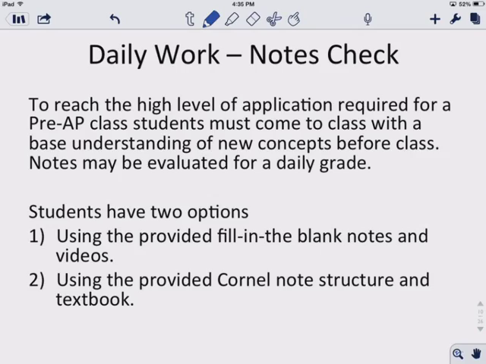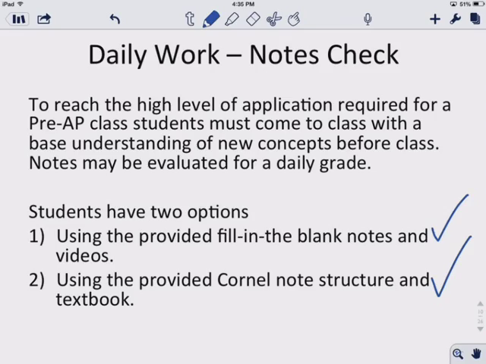We have two types of options for notes: using the provided fill-in-the-blank notes and videos, and that's one way to take notes. The other way to take notes is using the provided Cornell note structure and textbook. So you can have Cornell-style notes, and you can use your textbook and take notes that way.